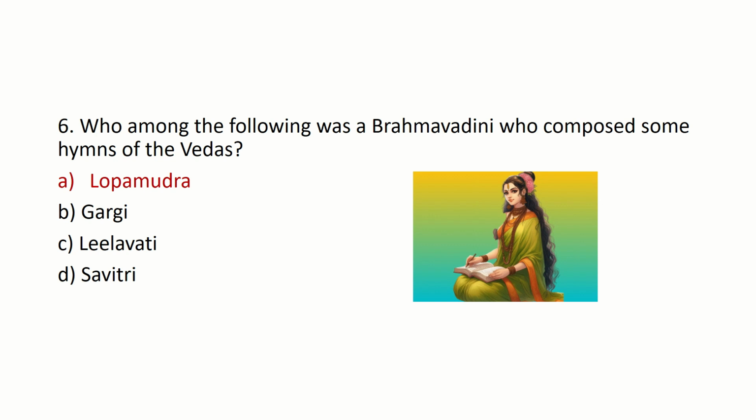And option C, Lilavati. Lilavati is said to be the daughter of the great mathematician Bhaskara. He wrote a book, Lilavati, and the content of the book was related to mathematics. It's a really significant book in mathematics. And he wrote the book Lilavati in the name of his daughter.